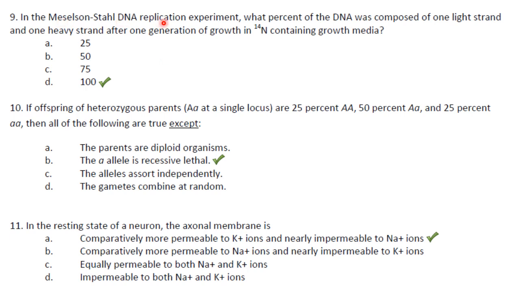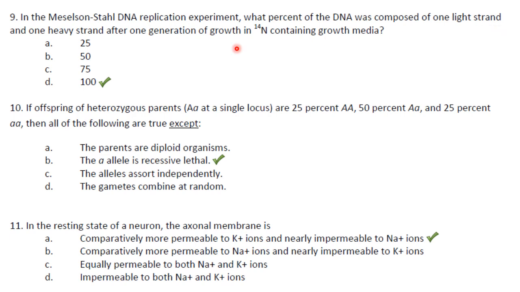Then next one. In the Meselson and Stahl DNA replication experiment, what percent of the DNA was composed of one light strand and one heavy strand after one generation of growth in N14 containing growth media? As per the experiment, the DNA was first grown in N15 medium. Then it was transferred to the N14 medium. Now in N14, the DNA strands get replicated, and you will have one strand which is N15 and one strand which is N14. Like that, you will get two copies of your DNA.